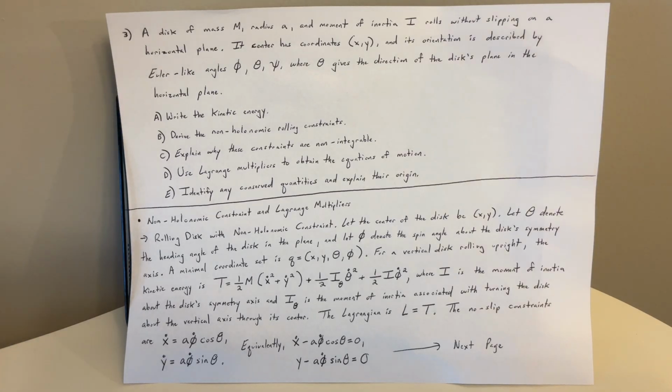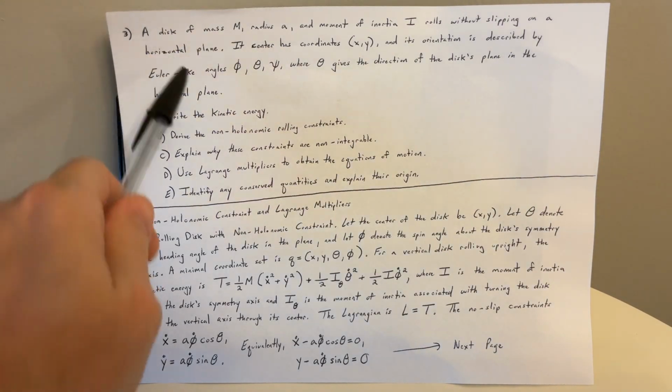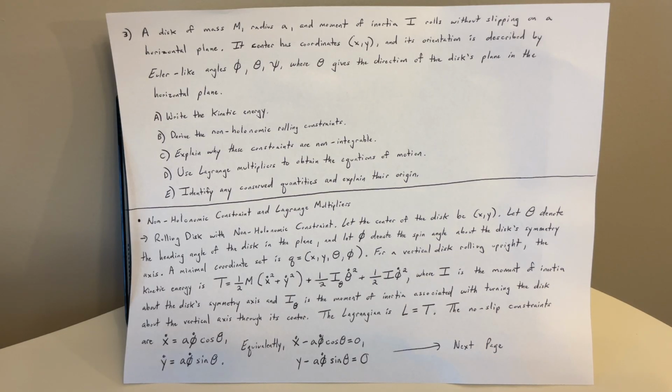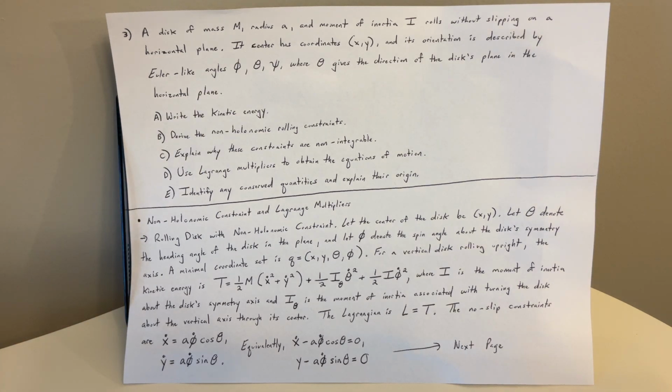So this is number 3 in the Advanced Classical Mechanics Practice Final Exam. Problem number 3 out of 15. A disk of mass m, radius a, and moment of inertia I rolls without slipping on a horizontal plane. Its center has coordinates x, y, and its orientation is described by Euler-like angles phi, theta, psi, where theta gives the direction of the disk's plane in the horizontal plane.